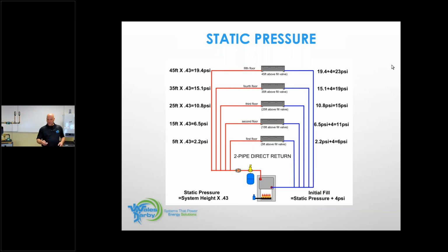This is just a brief overview of what it would look like. So here, if I were to measure my distance from my lowest point of water in the boiler to the highest point within the building. So on here, I'm saying it's 45 feet. 45 times 0.43, that's going to give me 19.4 PSI. And then I'm always going to add an additional 4 PSI to it. I would have to operate that system at 23 PSI.